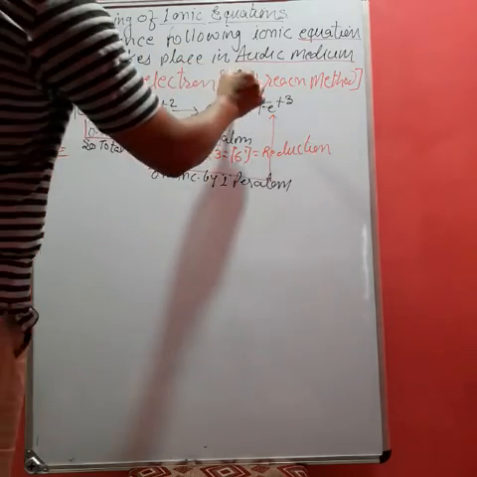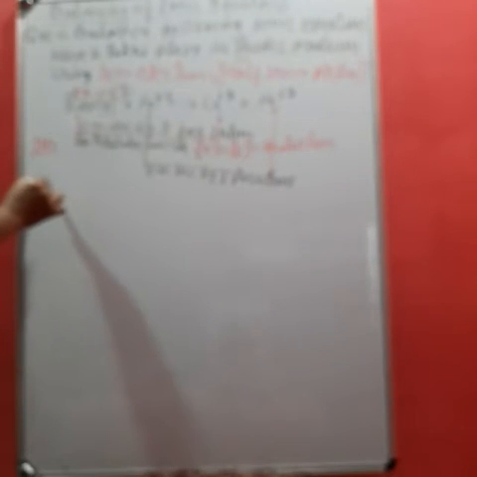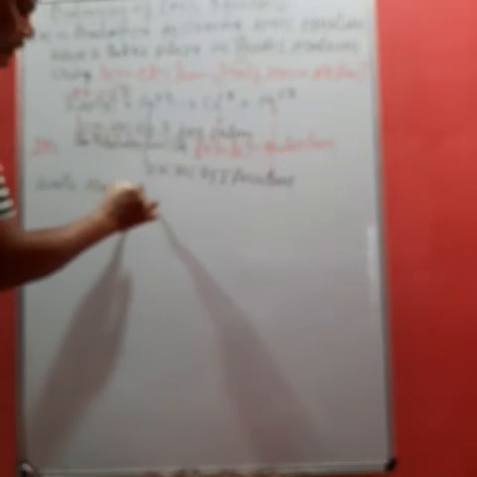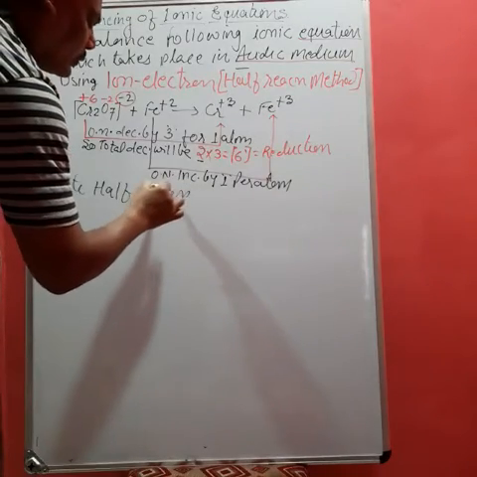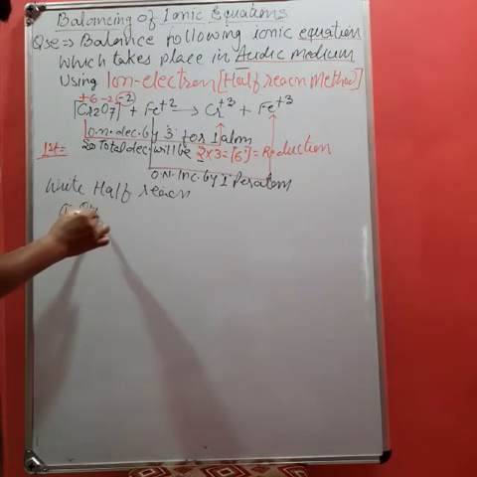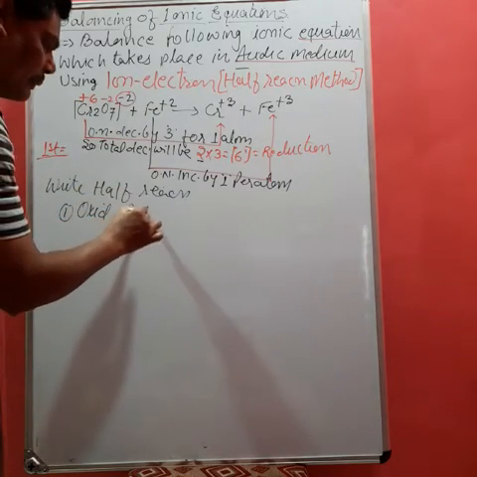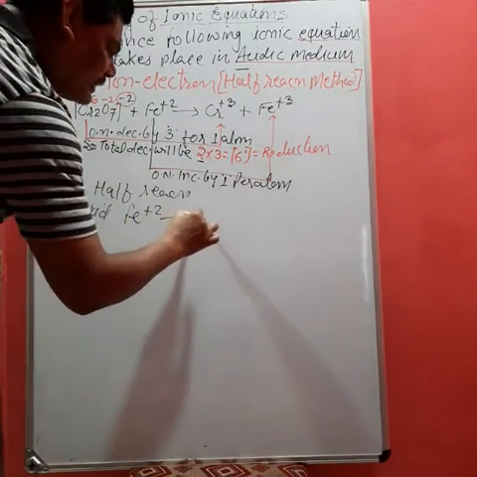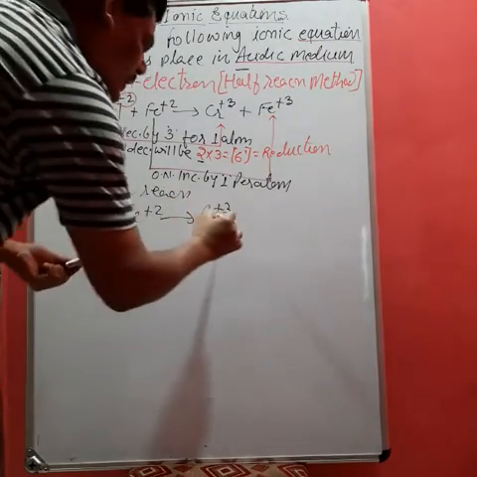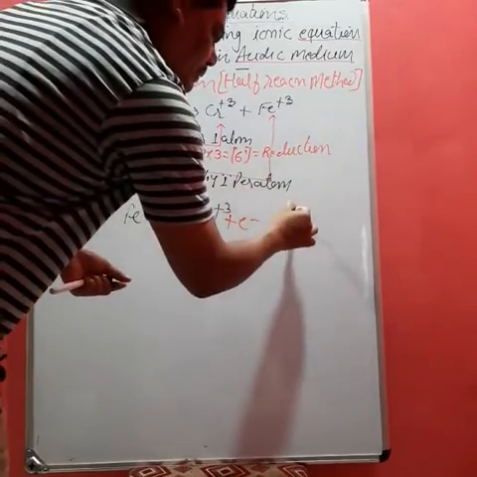Now what to do? Half reaction method. It means we have to write the half reactions. Okay, how to write the half reaction? First write oxidation. Oxidation of iron takes place. Therefore write Fe plus 2 is getting converted into Fe plus 3. It means 1 electron is released here. This becomes your equation number 1.